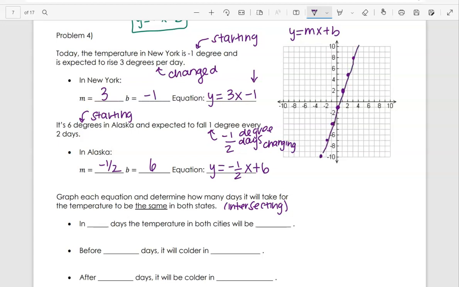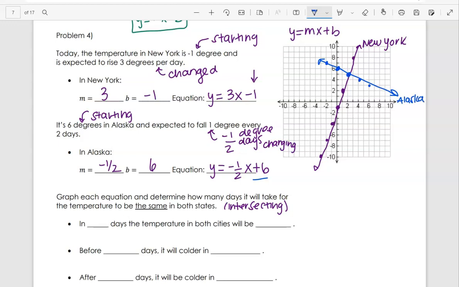Here's my equation for New York, and we can label that. And how about I get a different color in here? Alaska, we have a y-intercept of 6. And notice my slope is a negative 1/2. So I'm going to go down 1 over 2. Oh, right there, we just found it, right? I don't have to keep going. Here is my graph for Alaska.